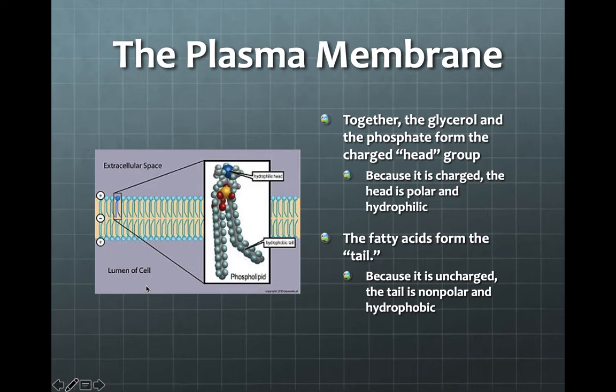Now, because it's a phospholipid bilayer, it has two layers. So as you can see in this picture, we have layer number 1, layer number 2, and they are arranged where the phosphate heads are facing the outside space, or the extracellular space, or into the cell, and then these two fatty acid chains are inside.